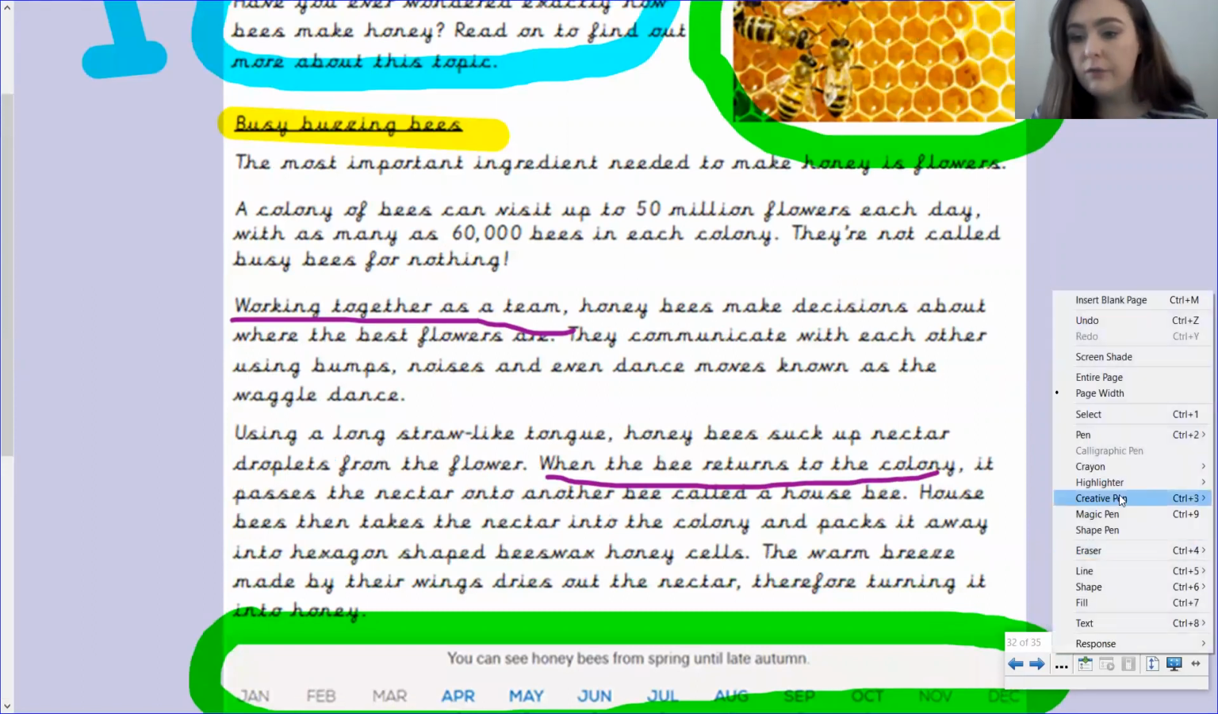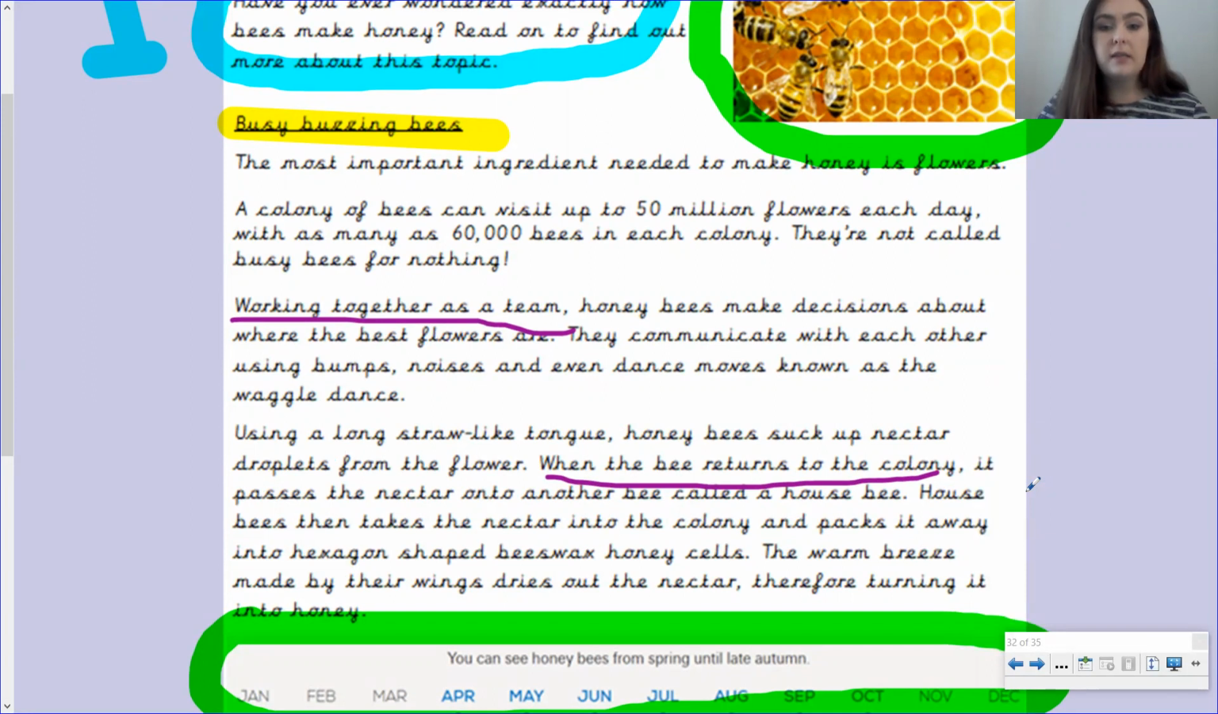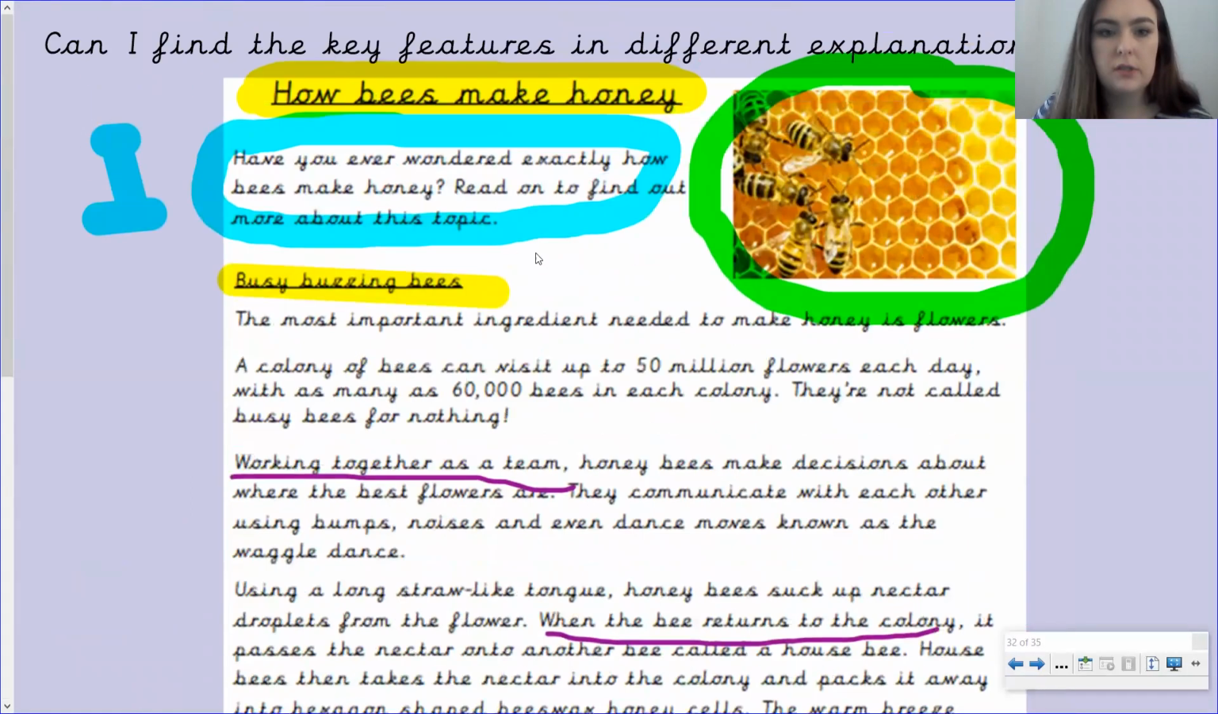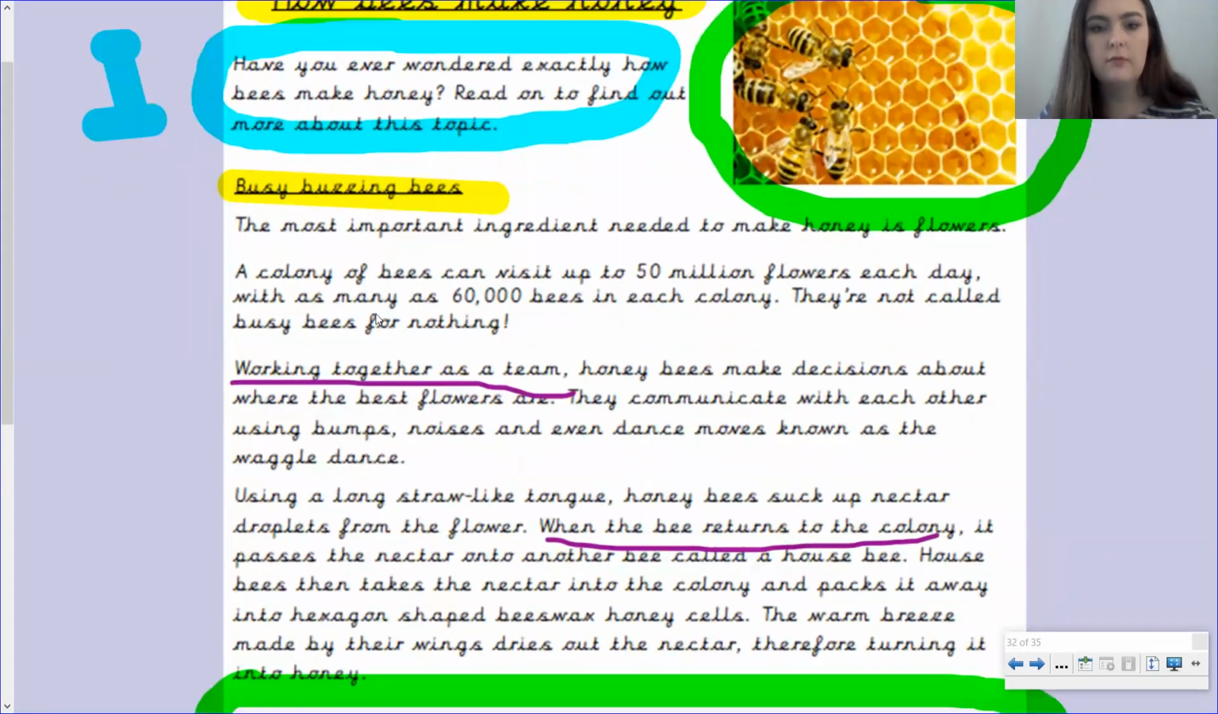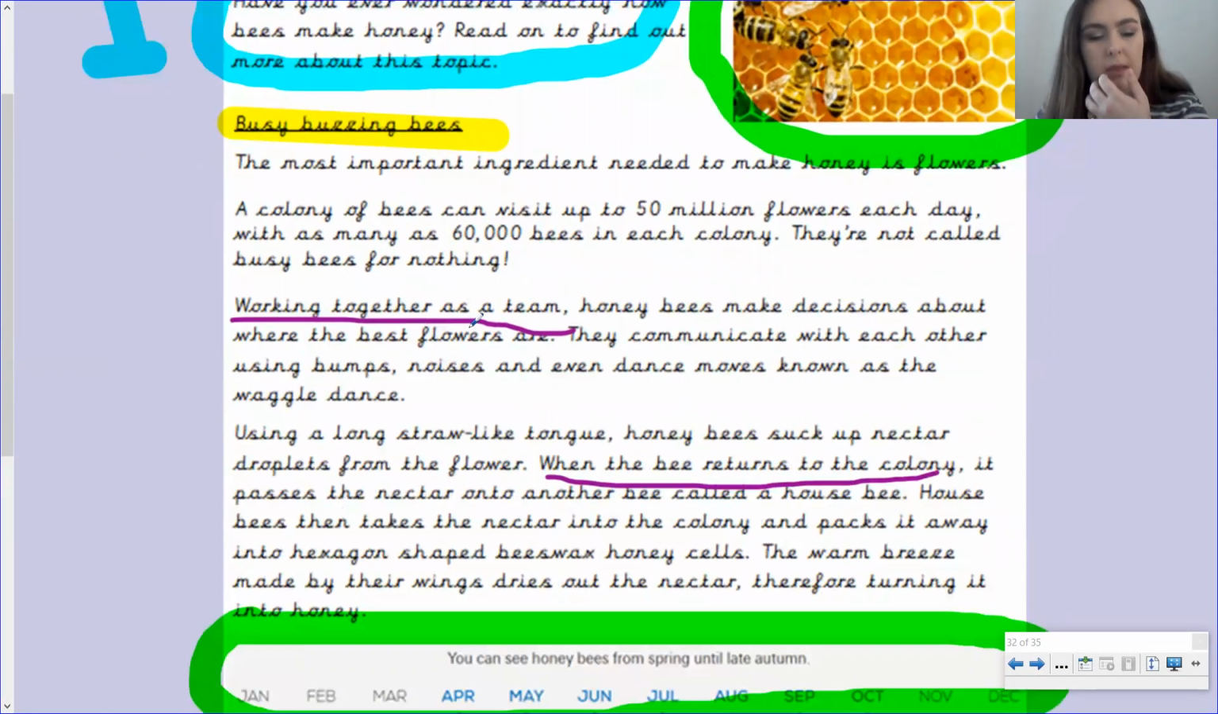So now we need to look for the causal connectives. Now remember, causal connectives are words that explain why something has happened or how something has happened. So let's read through and see if we can find our causal connectives. None in there. I haven't got any in that bit there.